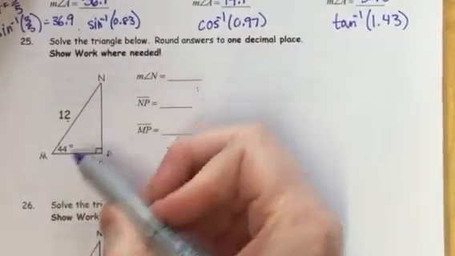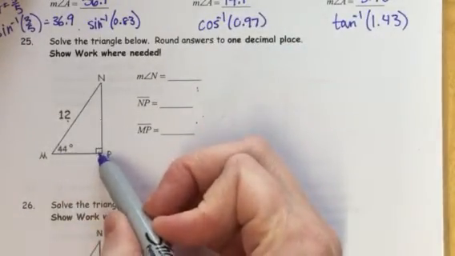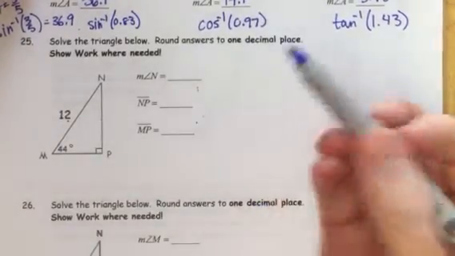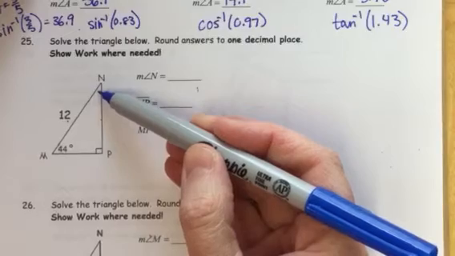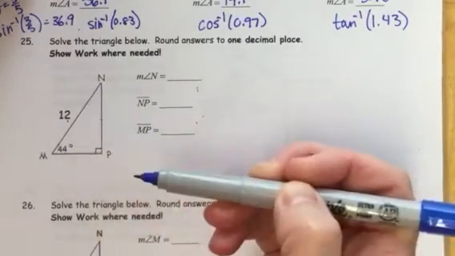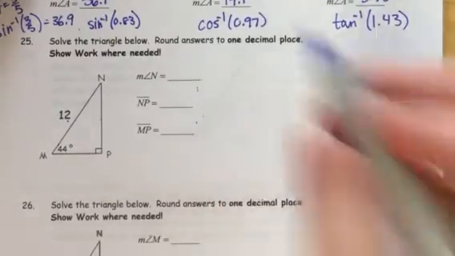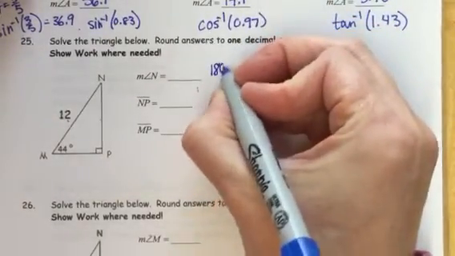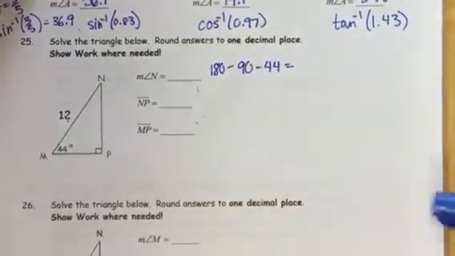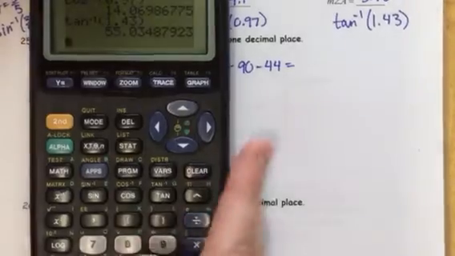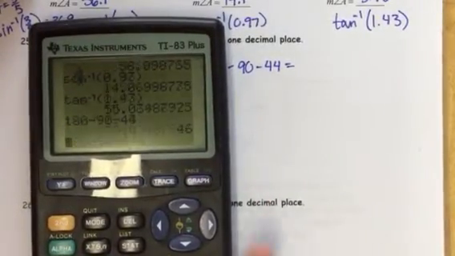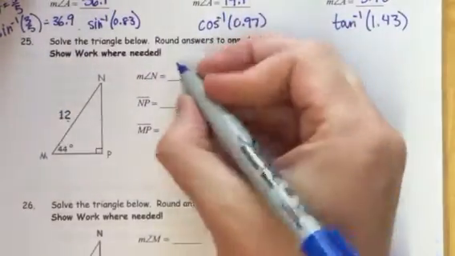They gave us one side length and two angle measures. And since it's 90 degrees, we can use our trigonometry to help figure out the rest of this. I'm going to start by finding the measure of angle N. I know that the three angles of a triangle added together need to equal 180 degrees. So to find this, I'm going to take 180 minus 90 minus 44. This is some easy calculator work you could do if you want. 180 minus 90 minus 44, and I end up with 46 degrees.